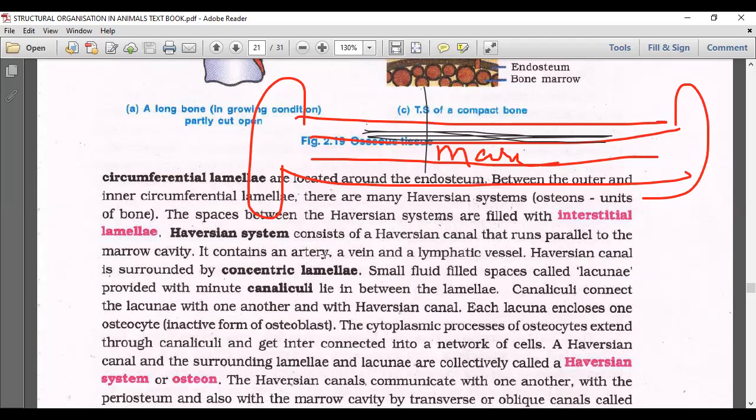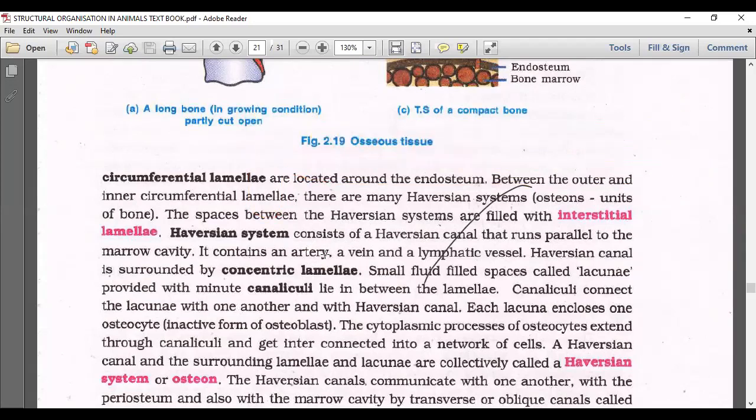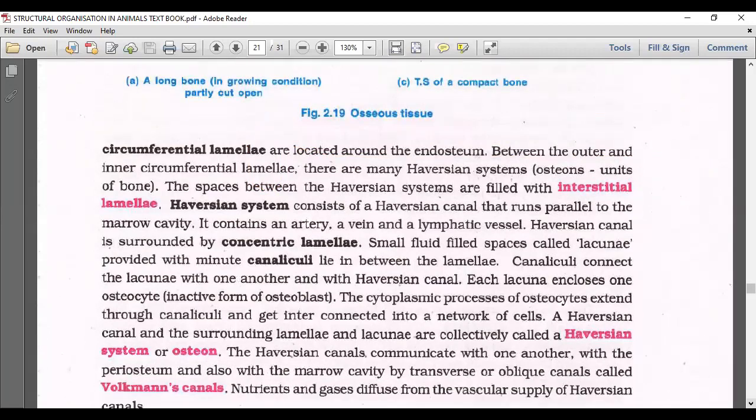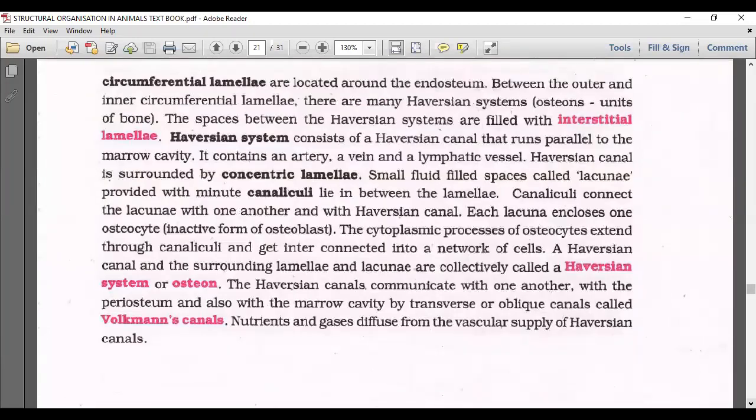It contains an artery, a vein, and a lymphatic vessel. The Haversian canal is surrounded by concentric lamellae. Small fluid-filled spaces called lacunae, provided with minute canaliculi, lie in between the lamellae. The canaliculi connect the lacunae with one another and with the Haversian canal.